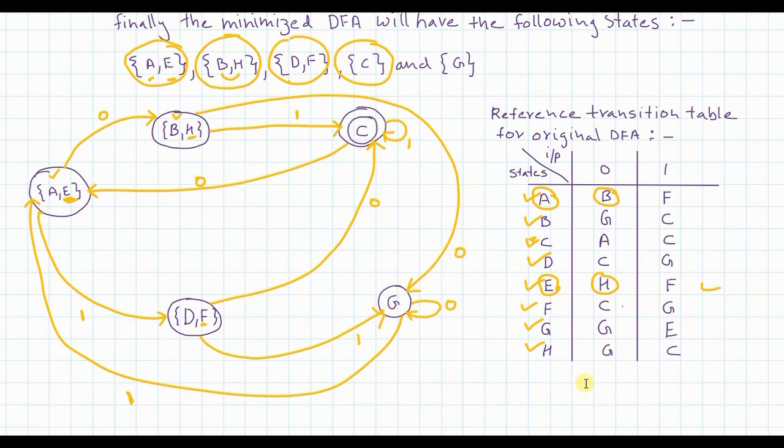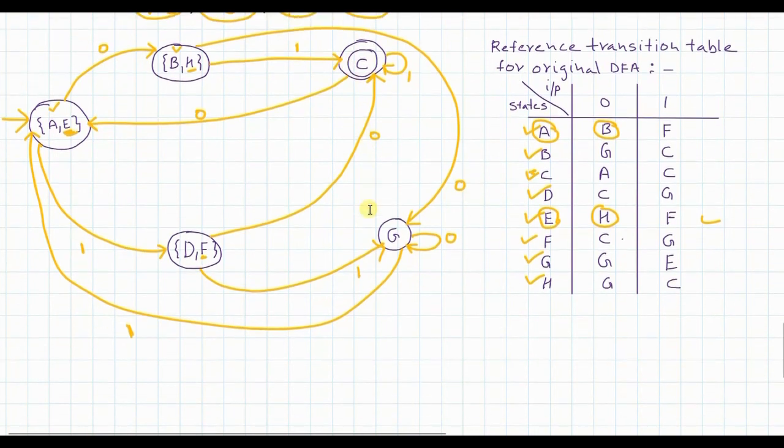Now, before we end, last thing. What is the initial state? In the original DFA, A was the initial state. So whichever state has A as one of the elements within it, that state will be the initial state. So AE will be the initial state. Which is the final state? Of course, C is the final state. In this diagram, there is no other final state. It is only C. So this is how we minimize the DFA. This is the minimized DFA that we get.